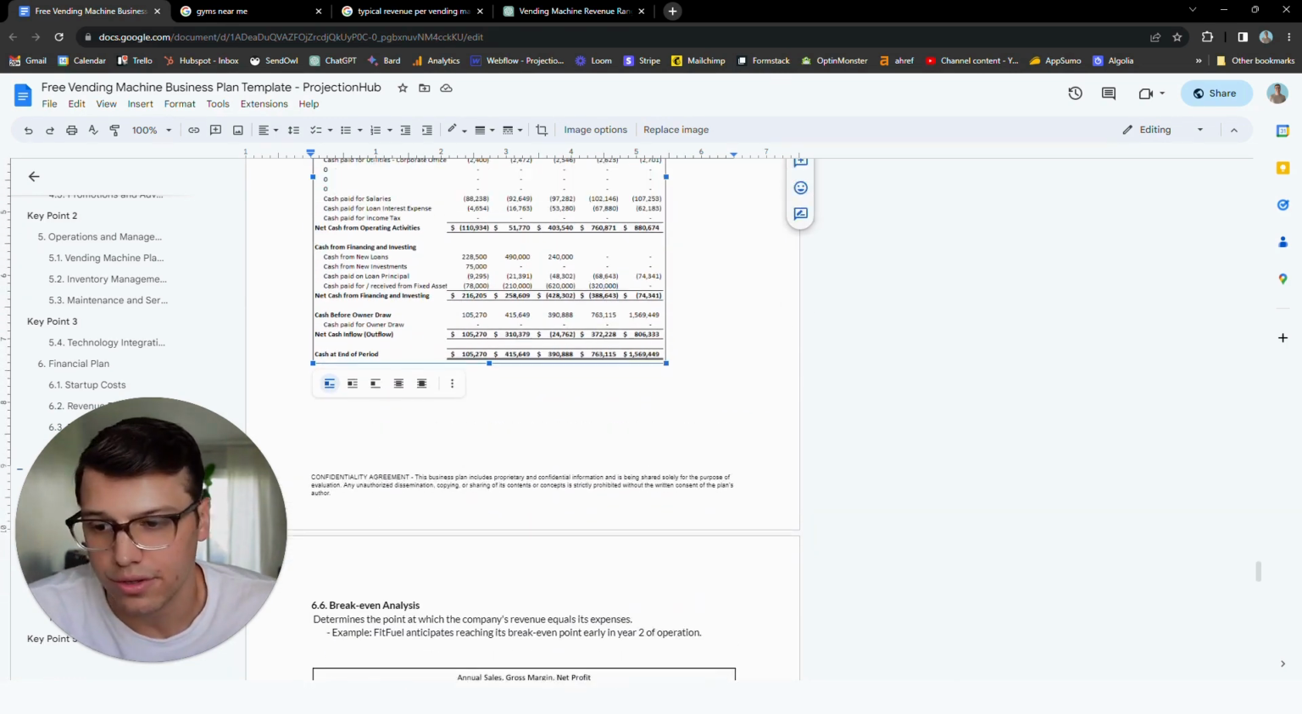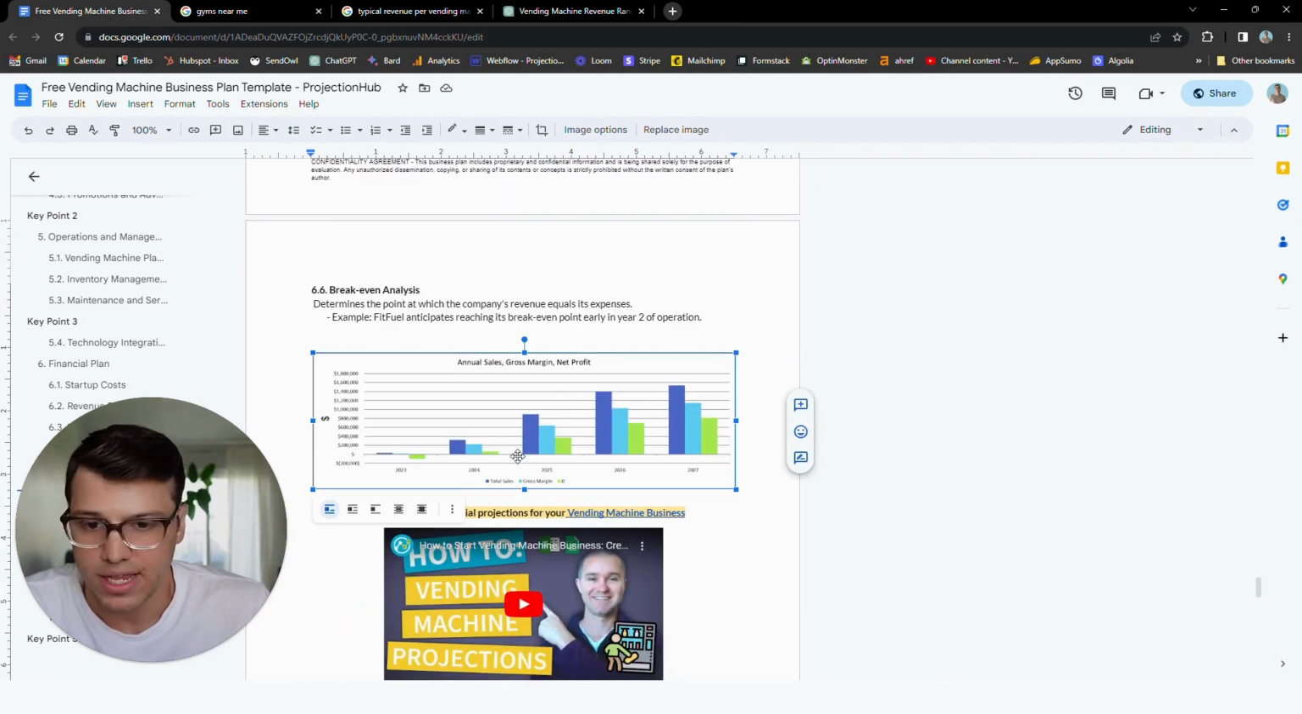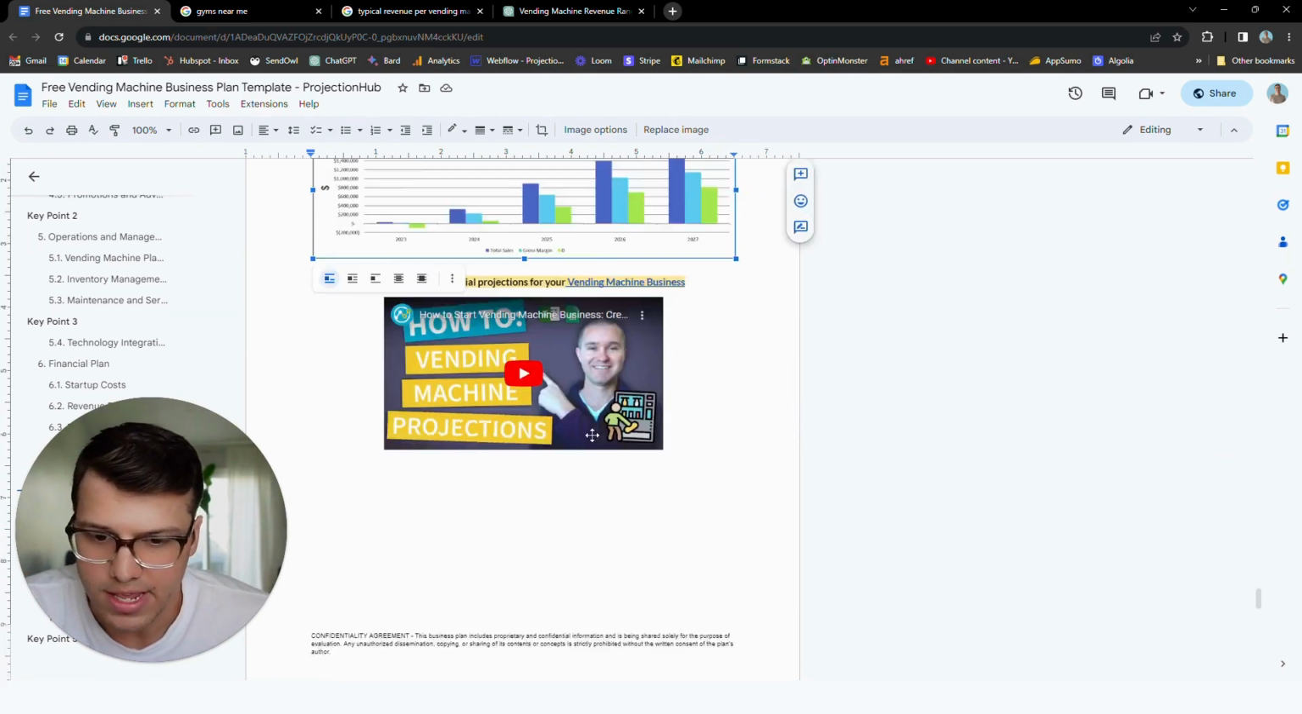You might also want to include a projected balance sheet. We got a little break even analysis you can see here in year 2. Based on this data, we're saying we're going to break even.